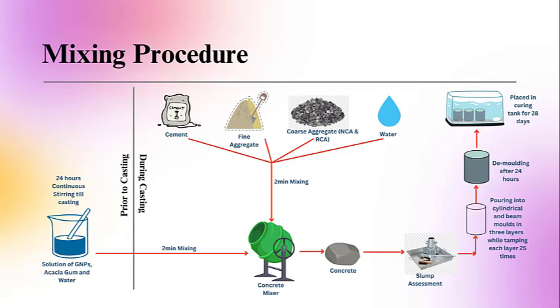Before utilizing, acacia gum and graphite nano microplatelets were first dissolved in water and stirred for 24 hours. Cement, fine aggregates, and coarse aggregates were added to a concrete mixer during casting and mixed for 3 minutes. Water is then added, and the mixture is mixed for 2 minutes. Acacia gum, graphite nano microplatelets, and water were slowly added to the mixer and stirred for 2 minutes. The concrete is then measured for slump before being poured into the concrete molds.